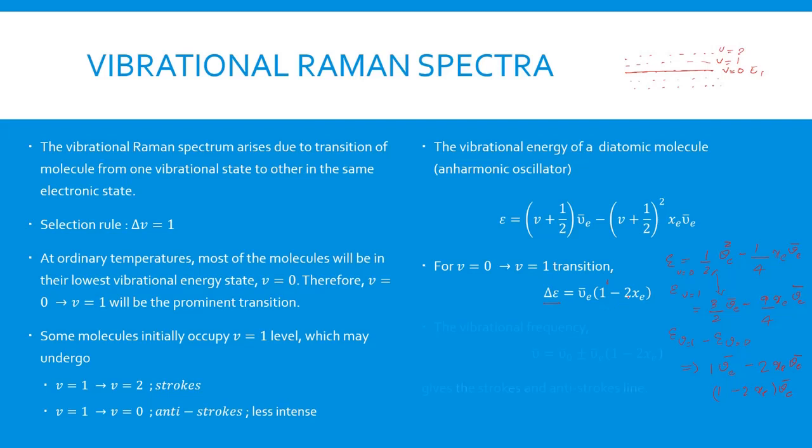That is, the frequency which we will get in the Raman spectrum will be ν0 plus or minus this energy difference, where ν0 stands for the Rayleigh lines. The plus ν̄e stands for the Stokes lines, and the minus ν̄e, minus delta E, will give you the anti-Stokes lines. And using quantum theory, we have successfully explained the vibrational Raman spectra.